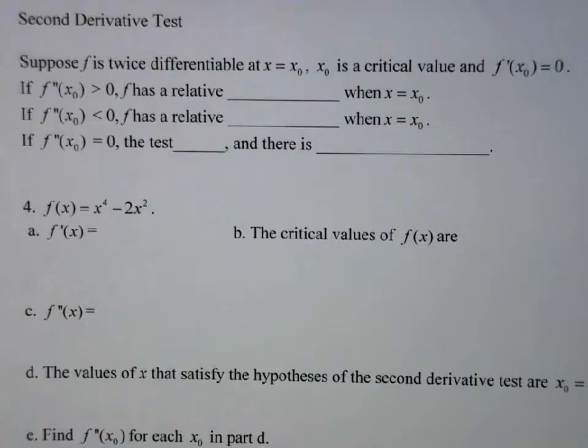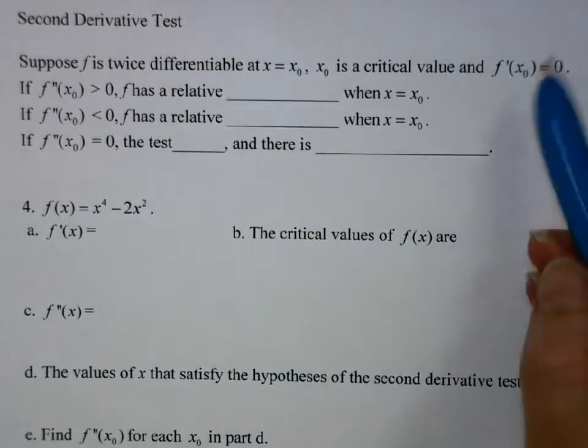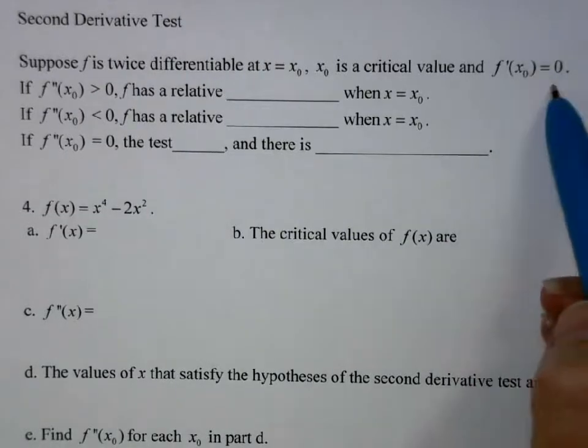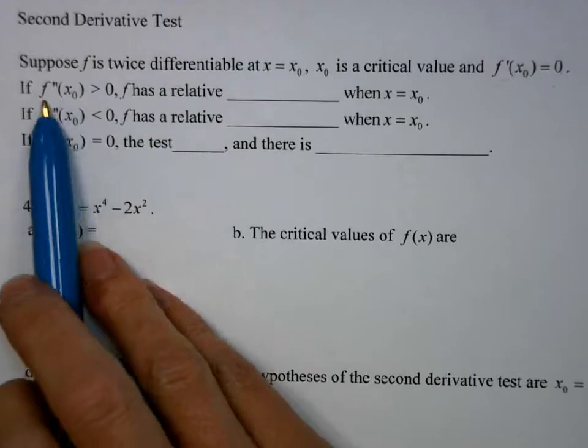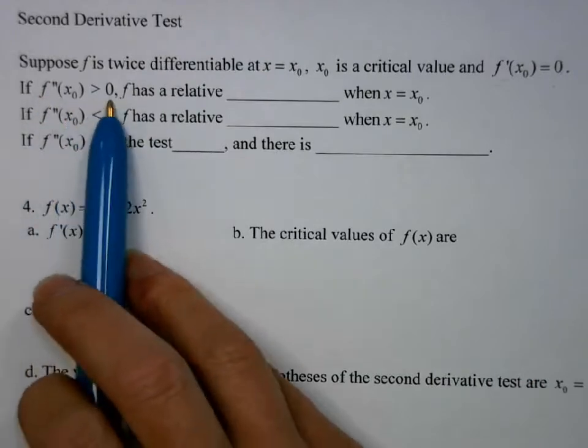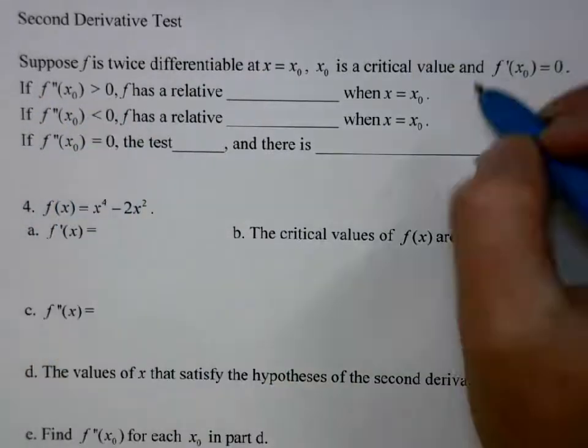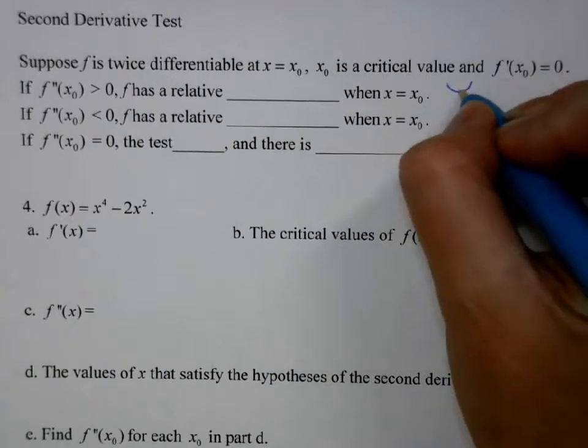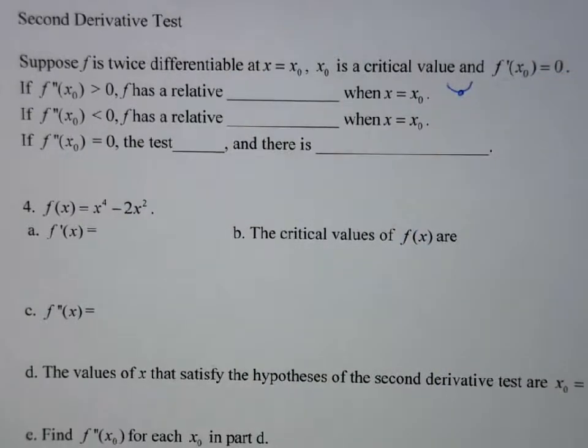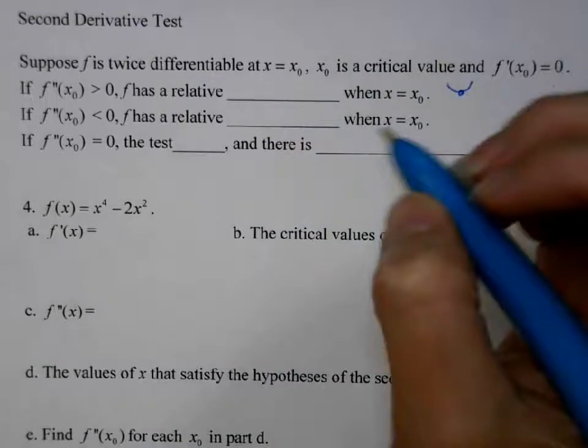And that brings us to the second derivative test. Suppose f of x is a twice differentiable function at x equals x naught, x naught is a critical value of f, and f prime equals 0, so it's critical because the derivative is 0. If f double prime of x is greater than 0, that means our graph is concave up. If we have a slope of 0 in an area where it's concave up, that is going to be a local minimum.